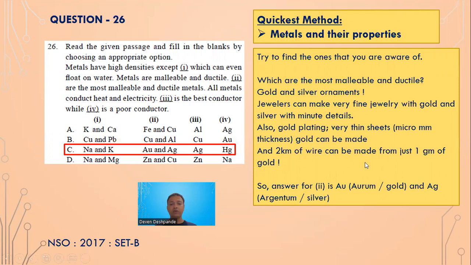What is the chemical formula for gold? Aurum, Au, sorry. And for silver, it is Ag, argentum, isn't it? So gold and silver are the most malleable and ductile.